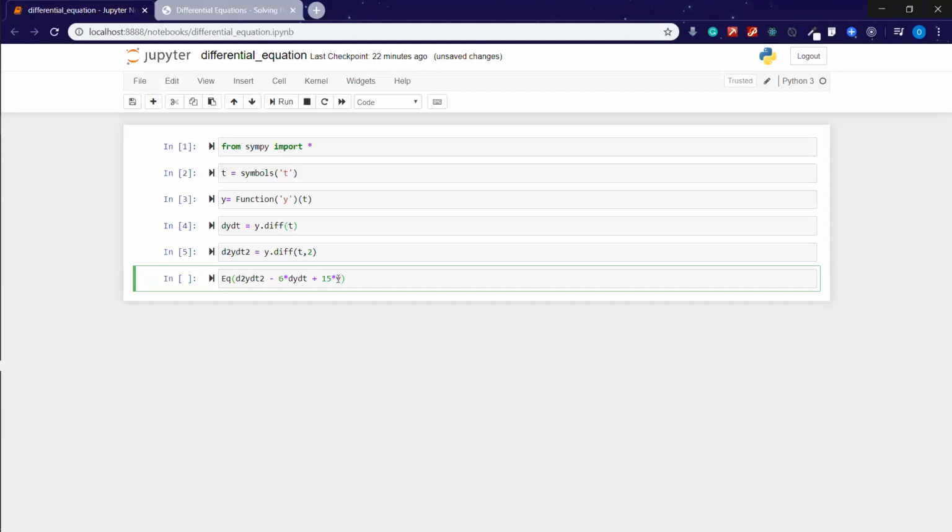Okay, now if you look at all these variables, these are the variables we defined in lines 3, 4, and 5. We have just multiplied them with some kind of constants, 6 for the dy dt and 15 for y. d square y dt square has no coefficient. So that's my left-hand side. So to write the right-hand side, just have to separate by a comma.